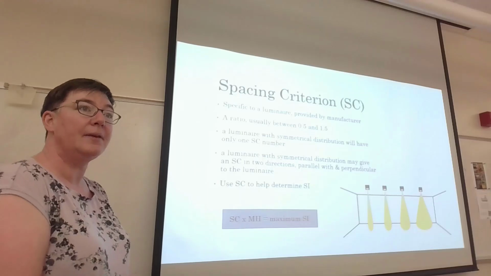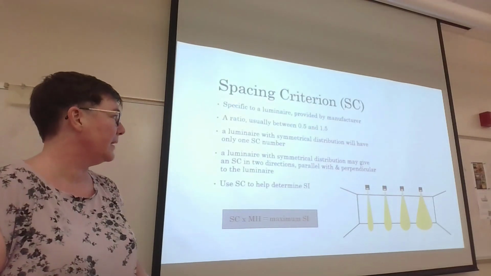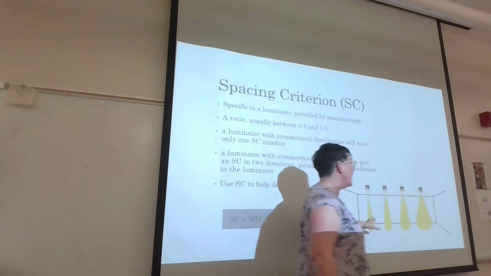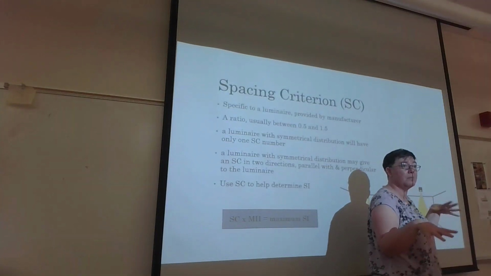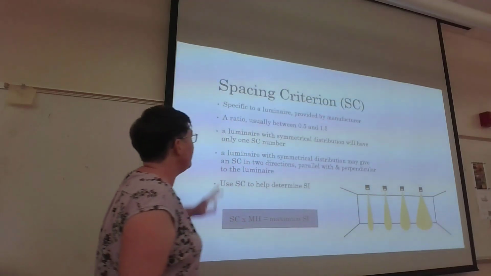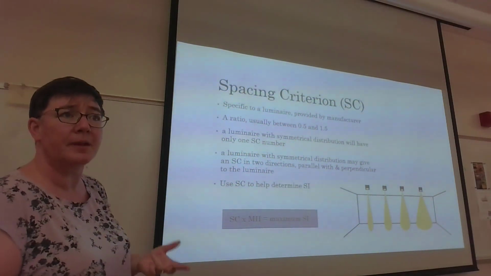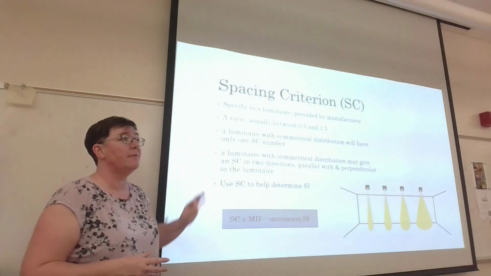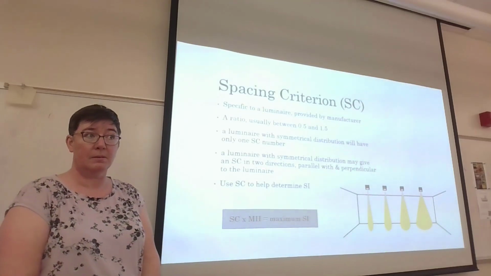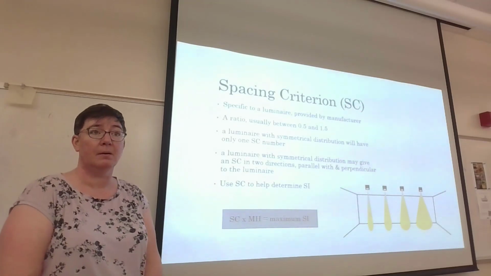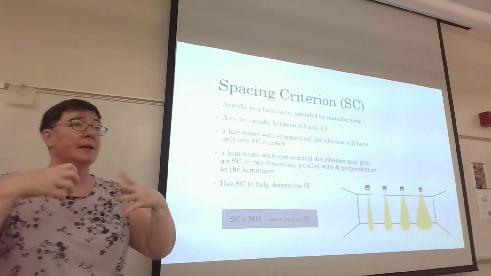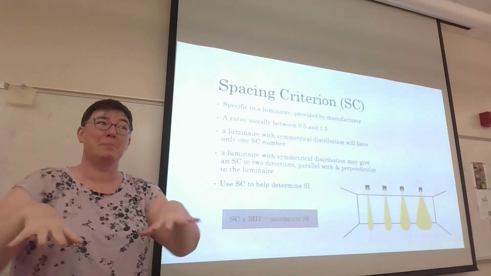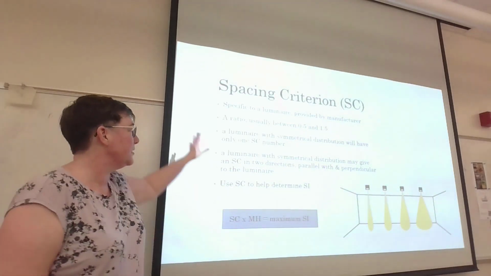Let's talk about spacing criterion. These are going to be specific to a luminaire, and you can tell why. Some luminaires are going to provide very direct, narrow beams, and some are going to provide wider beams, more indirect light. So the spacing criterion is usually a number somewhere between 0.5 and 1.5. If your luminaire provides symmetrical distribution, right, it'll only have one spacing criterion number. What does that mean? Go to your water analogy again: if it sprays light in pretty much all directions equally, all right, we're talking about the plan view, all directions of the plan view pretty equally, right, it's just going to have one number.